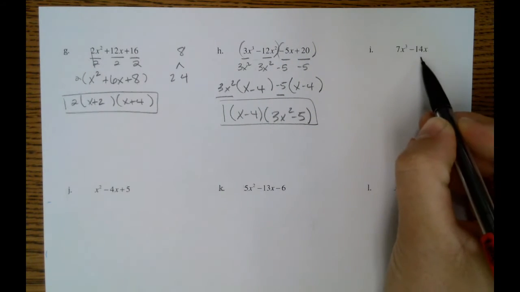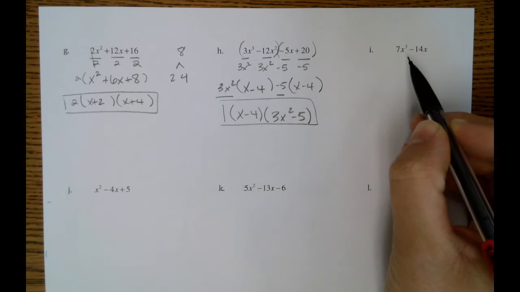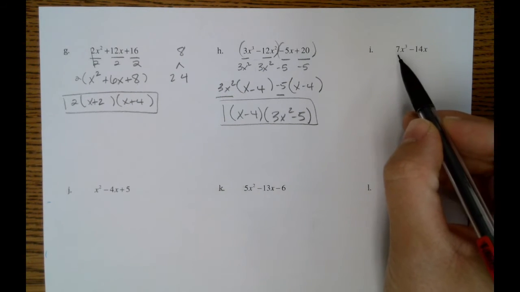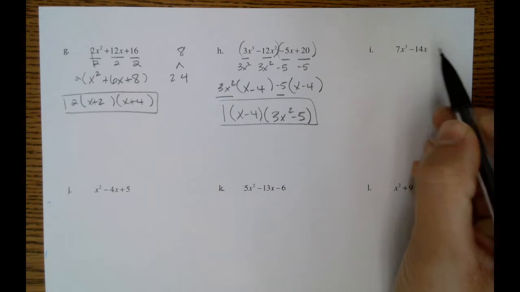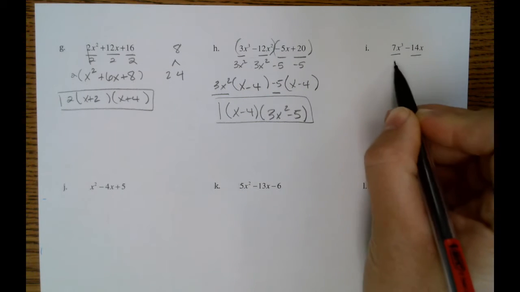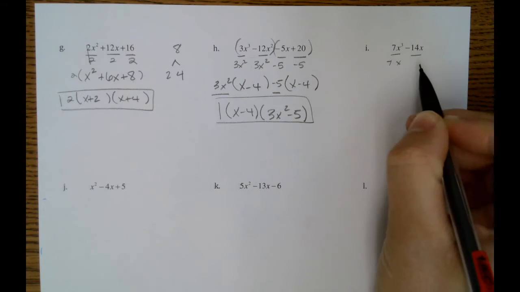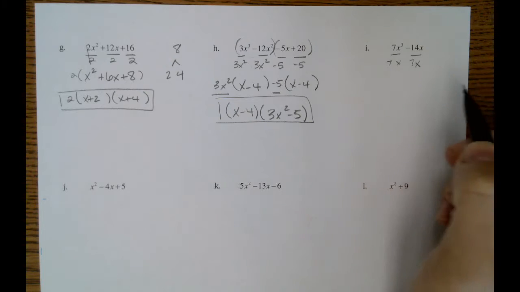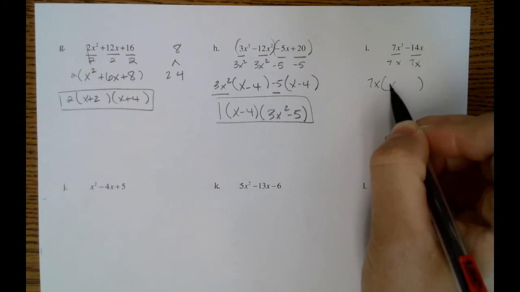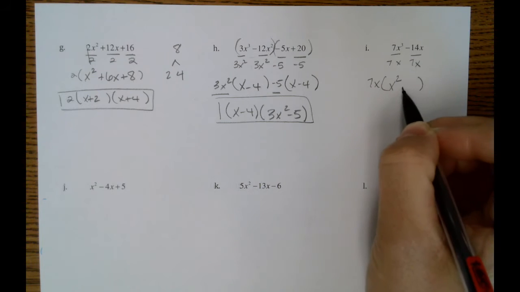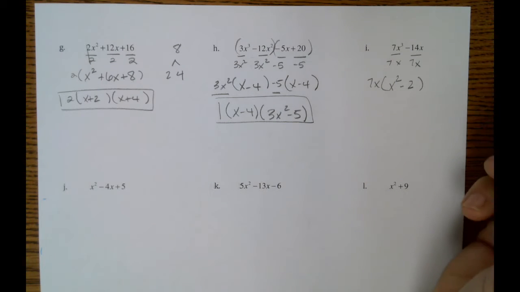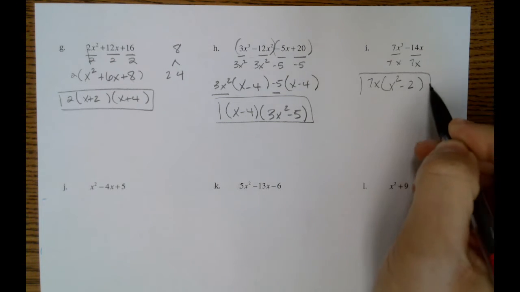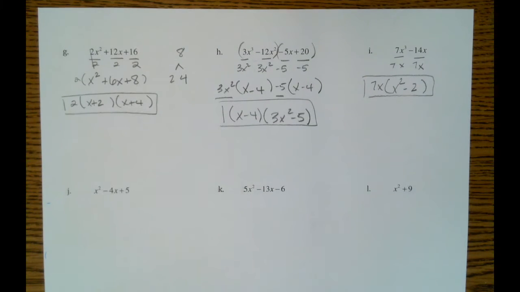Okay, letter I has 2 terms. We can't do difference of squares with this because we don't have different squares numbers and we have an x here, but we can absolutely factor out a 7x from both terms. So this is a GCF problem. So here we're left with x squared minus 2. And there's nothing we can do with that. So we'll just leave it as is.